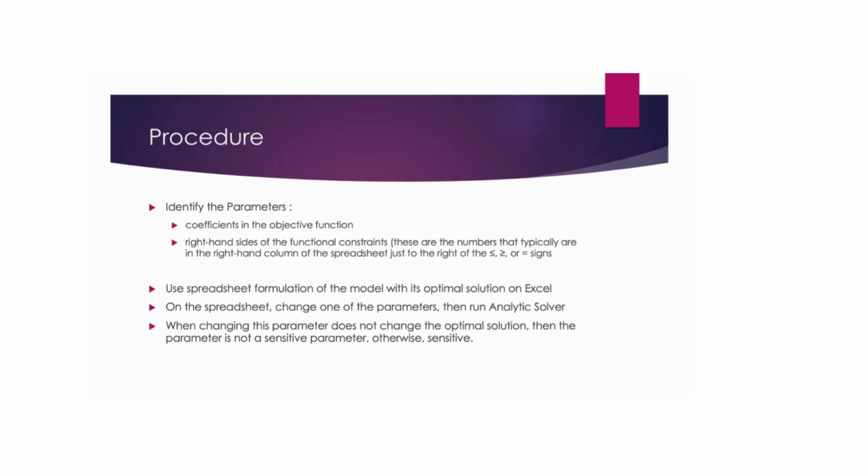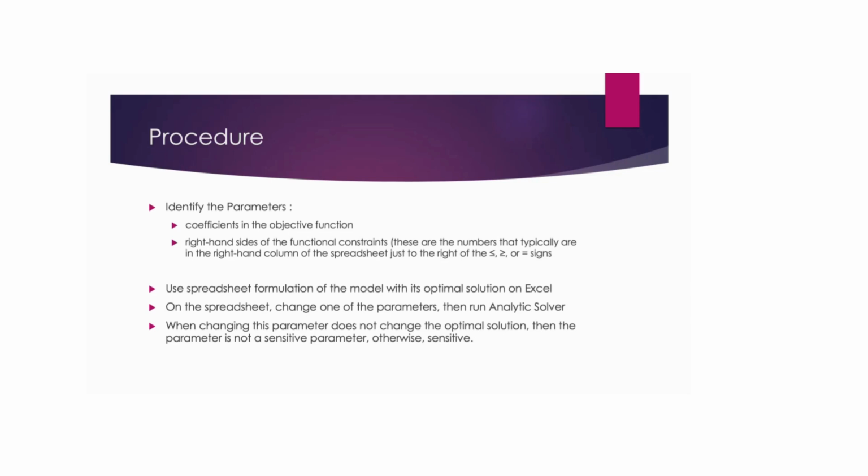Okay, now you need to record the changes in the optimal solution. So every time you change one parameter, you need to record the corresponding optimal solution. So you're going to have many trials, and each time you try, you have to record. You can do this manually, and you can also do it using Excel. And in both cases, you have to generate the parameter analysis report.